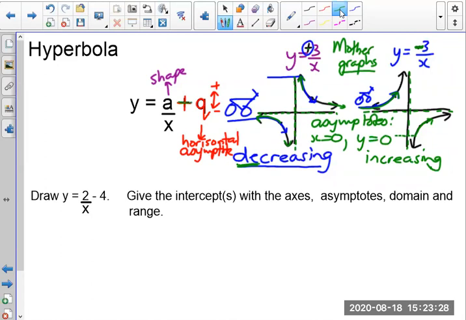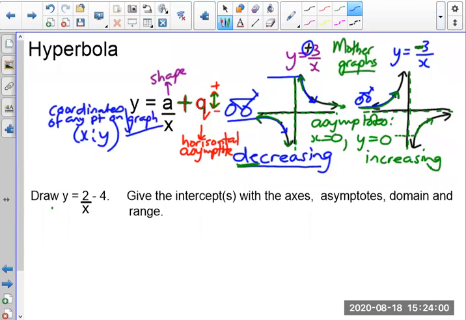But now if I add a q, it means I move the graph up or down. So now I will have a new asymptote. We will do an example just now. And then important again, this x and this y stand for the coordinates of any point on that graph. So that's what the x and the y stand for. Doesn't matter if you have a parabola, hyperbola, exponential graph, doesn't matter. It means the same.